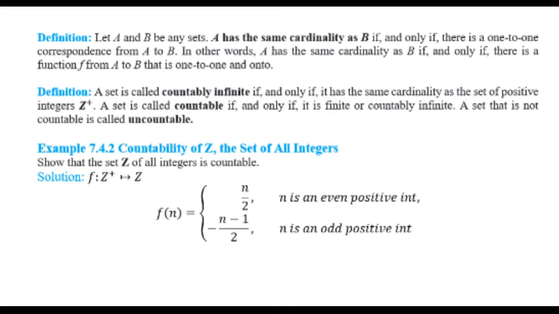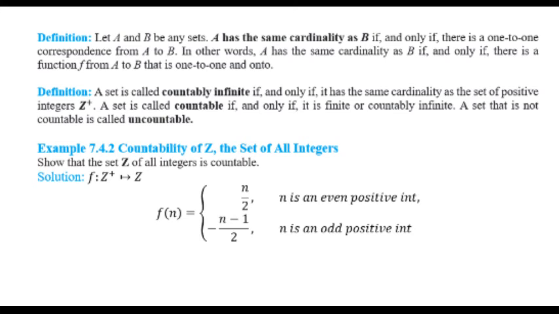We say let A and B be any two sets. We say A has the same cardinality as B if and only if there is a one-to-one correspondence from A to B. Or in other words, A has the same cardinality as B if and only if there is a function f from A to B that is both one-to-one and onto, correct? So this is a very simple definition for two sets with the same cardinality.